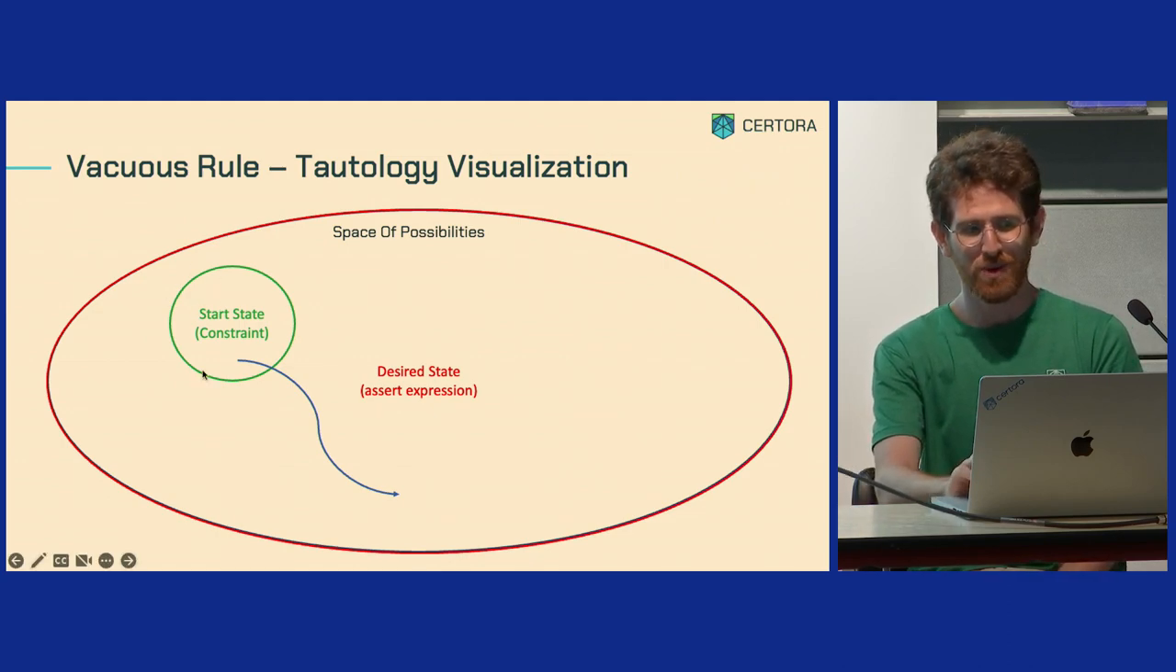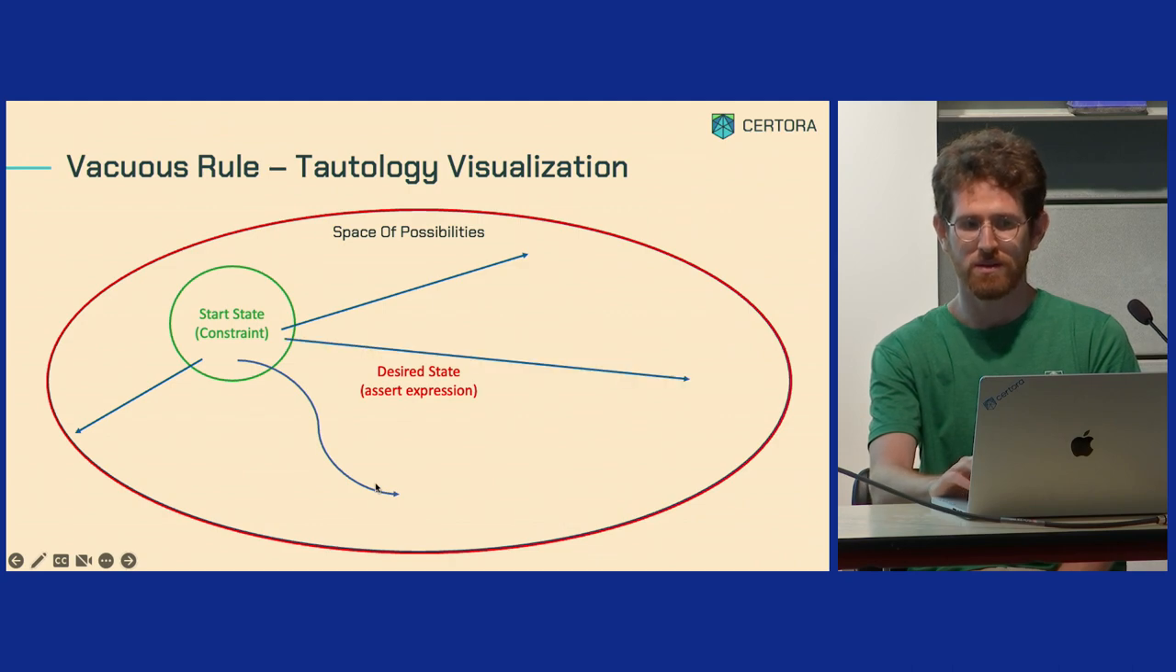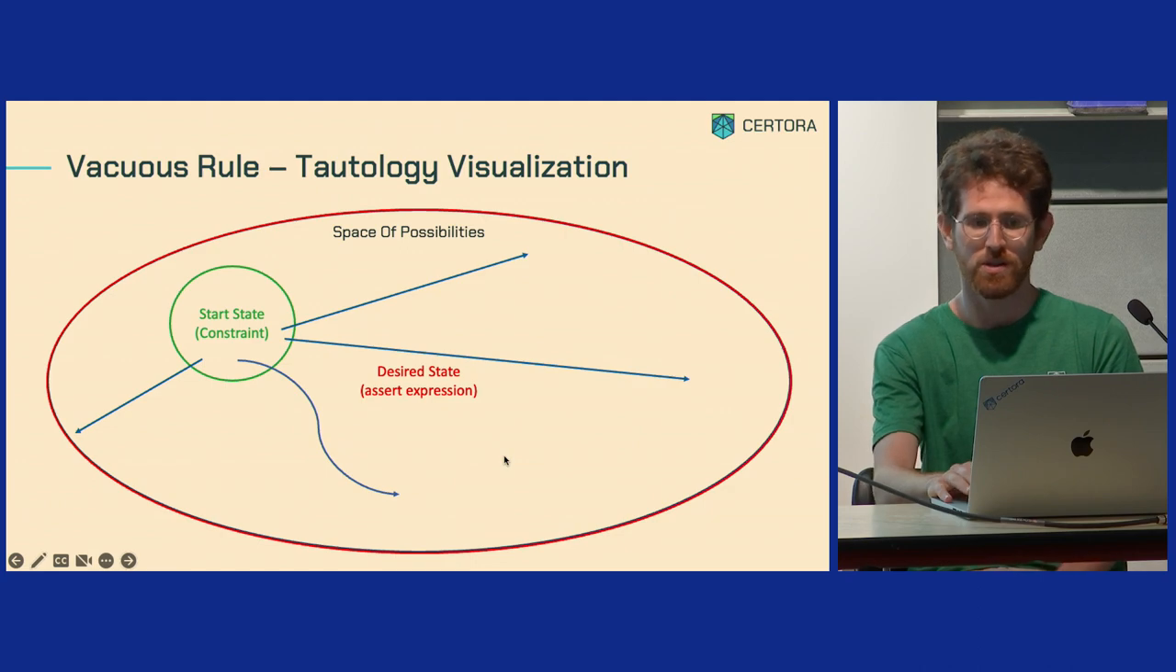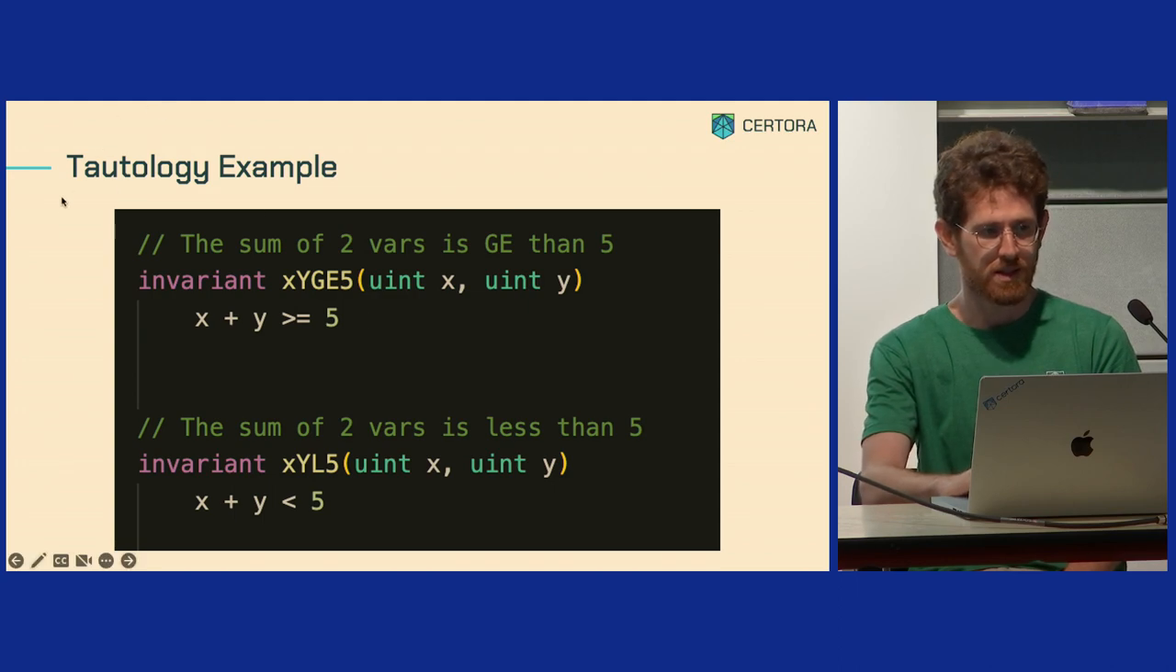Okay. So if we start from a specific starting state, from a constraint, that means that no matter what step we do, what action we take, we cannot get out of the red circle. There is not even one option to get out of the red circle and get a counterexample. This is tautology. Great.